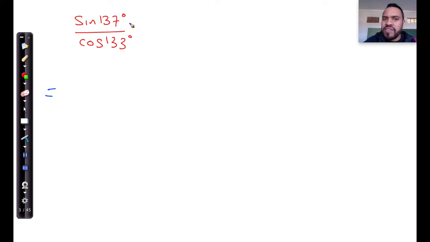Sine 137 happens to be in the second quadrant. So in the second quadrant, sine is positive. So that's going to be positive sine, which I don't need to indicate the positive. I can just say it's sine of 137.